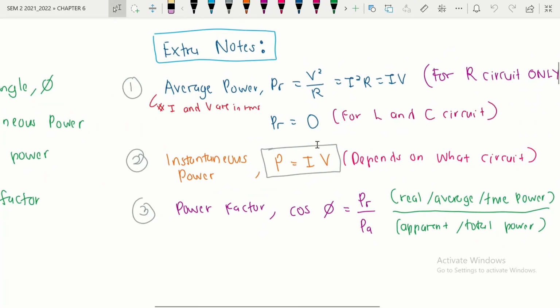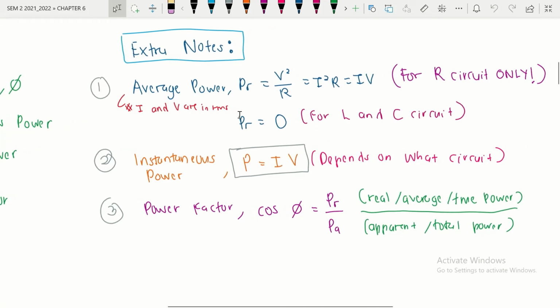Dan remember, this is the extra notes yang Miss kata agak penting. So, kalau kita nak cari average power, kita pakai equation power lah. V square over R, I square R equals to IV. And remember, the current and also the voltage must be in RMS. And average power hanya akan ada bila dia ada R circuit only. Tapi kalau dia hanya L and C circuit, dia tak akan ada average power.